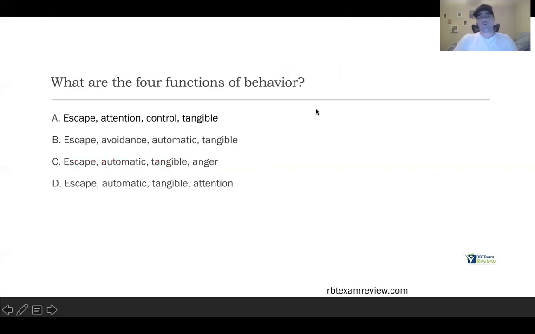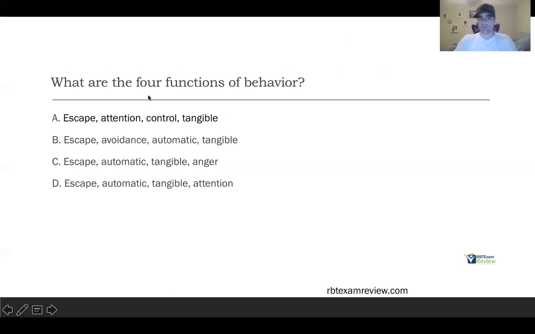What are the 4 functions of behavior? I like to reiterate this question, it's very important. And this is the first thing you should learn. You should have this down pat. 4 functions, what are they? You should already be saying them in your head. A, escape, attention, control, tangible. Which one is wrong here? Is it escape, attention, control, or tangible?